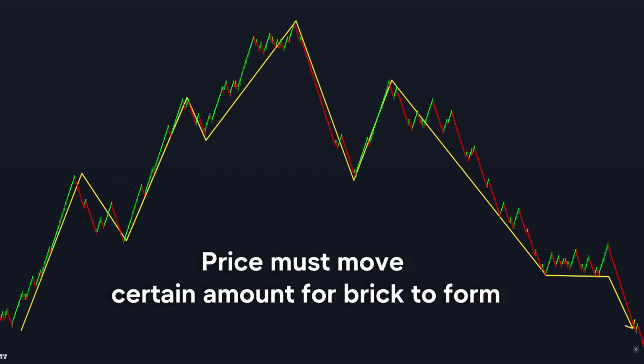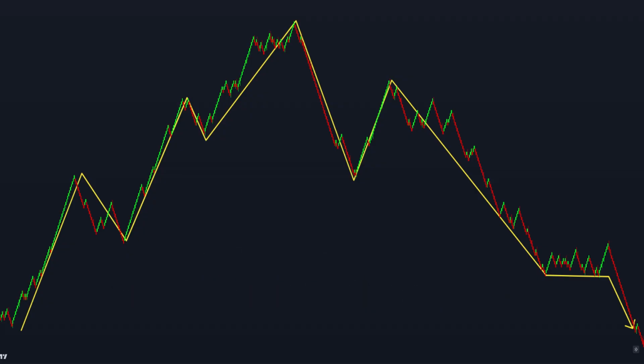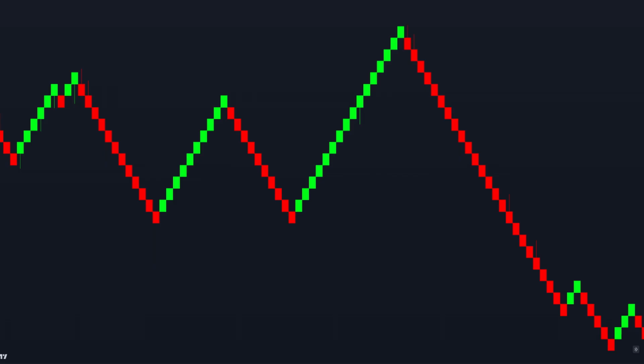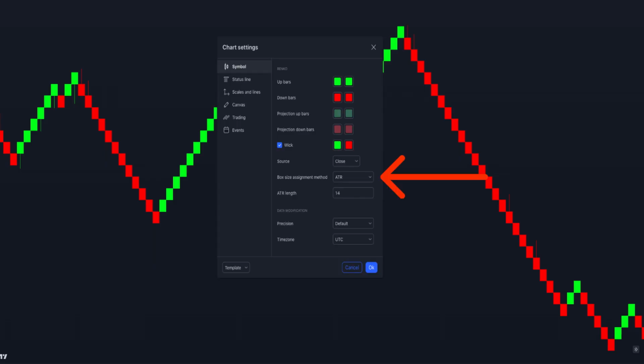Think of a box above and below the previous brick that has to fill up before a new brick is created. On TradingView, the size of these bricks is set automatically by the ATR setting. You can change the length of the ATR to change the lookback for the automatic brick size selection. If you want to capture smaller movements, lower the ATR length.